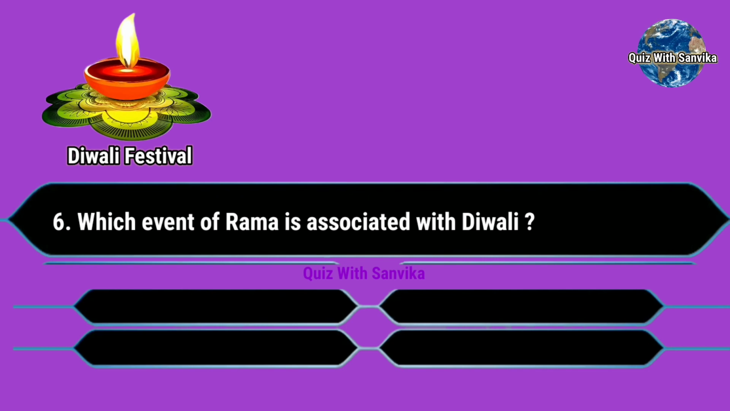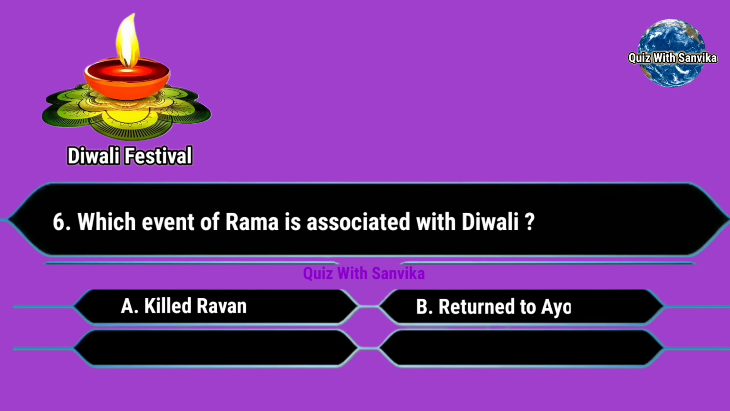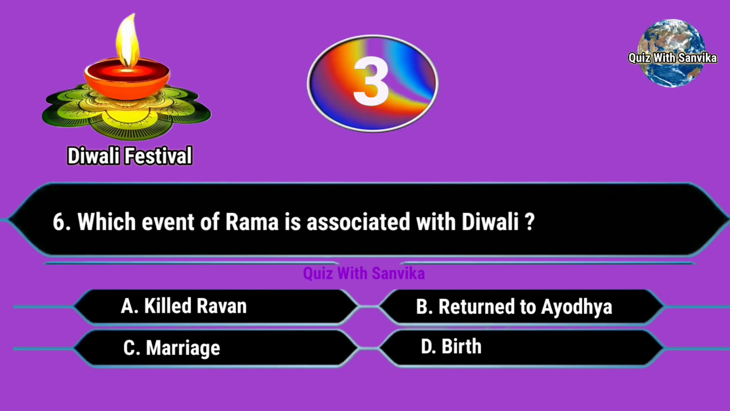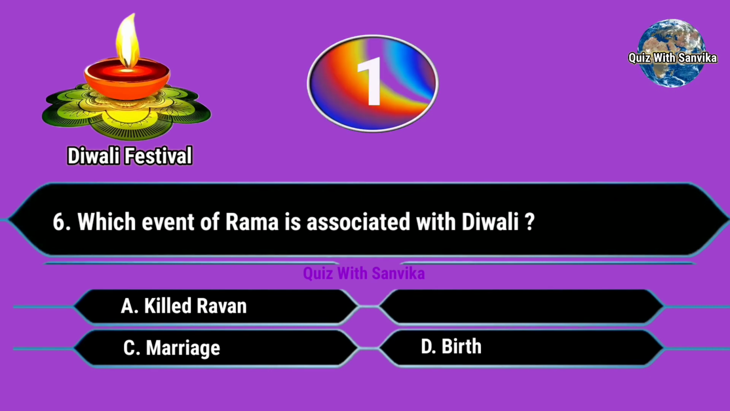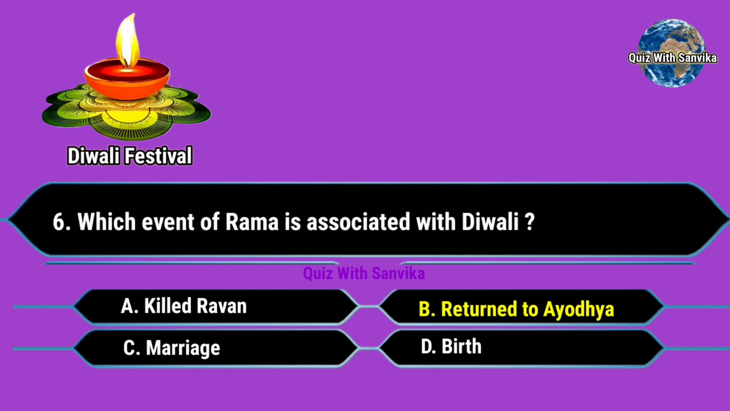Which event of Rama is associated with Diwali? Options are A. Kill Ravan, B. Return to Ayodhya, C. Marriage and D. Birth. Answer is B. Return to Ayodhya.